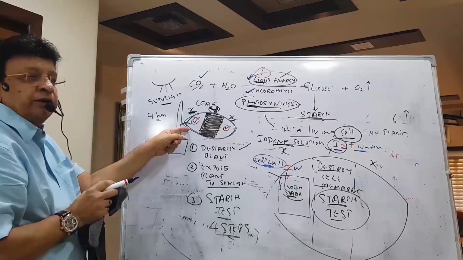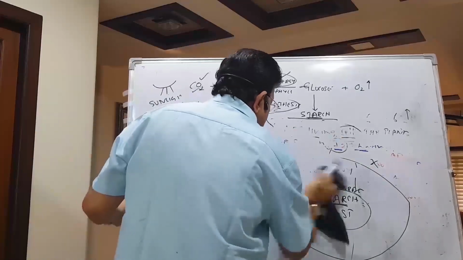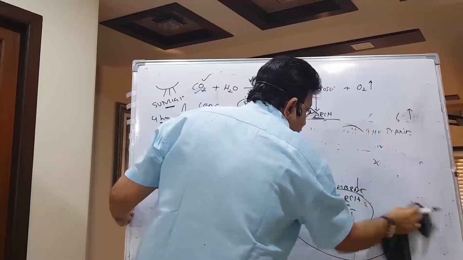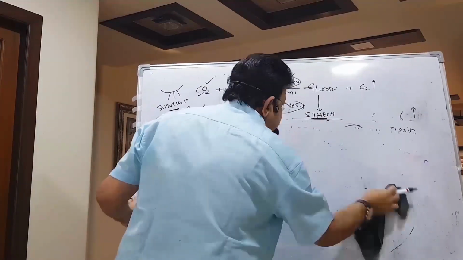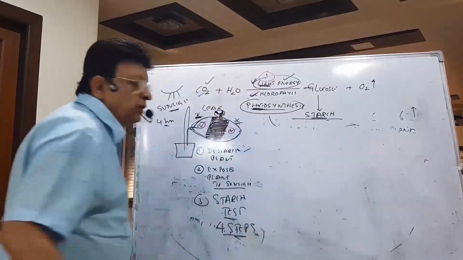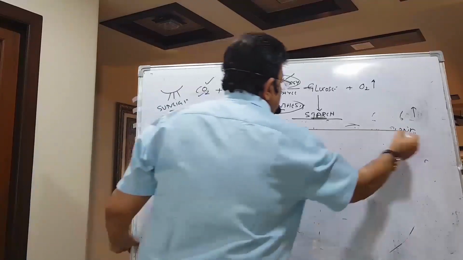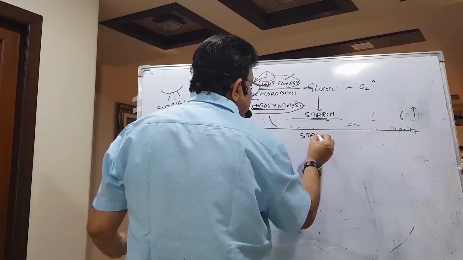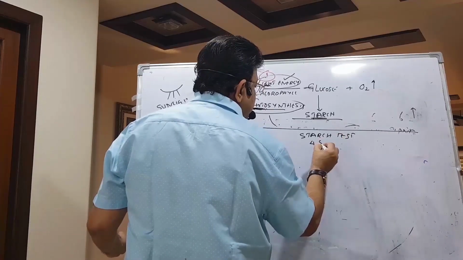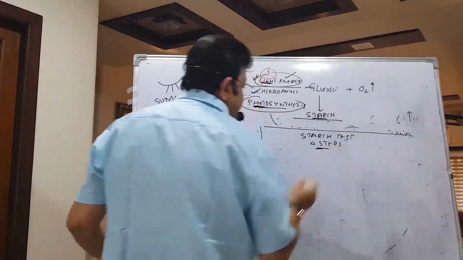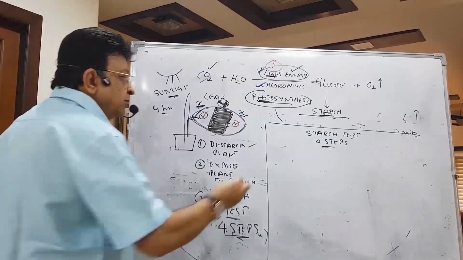Okay, I'm going to keep this experiment as it is, so that when we come back, having understood the 2 conceptual words of today's class, de-starching and starch test, see how easy the experiments become. So now I am conducting what is known as the starch test. It is conducted in 4 steps.